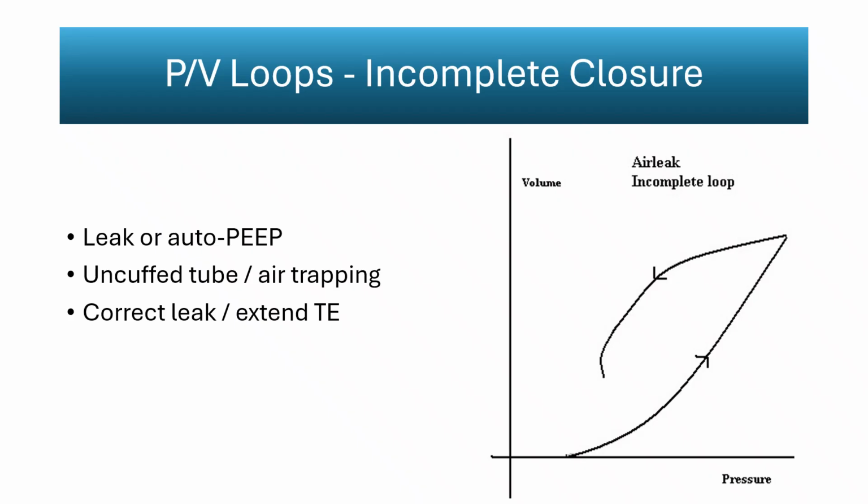Correction focuses on addressing the cause of the incomplete return. For leaks, stabilizing or repositioning the tube reduces bypass flow and restores accurate measurement. For air trapping, extending the expiratory time allows the lung to return closer to baseline. Once the underlying issue is resolved, the expiratory limb meets the inspiratory starting point again, forming a complete loop.